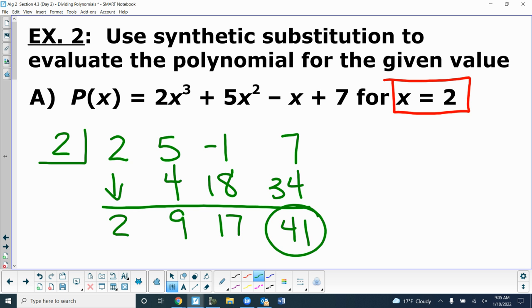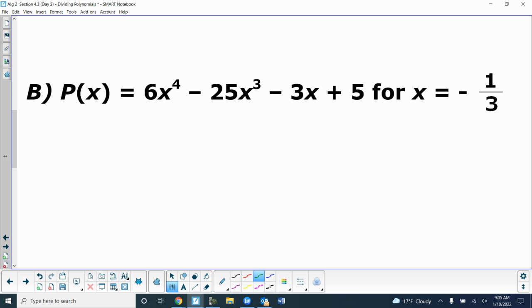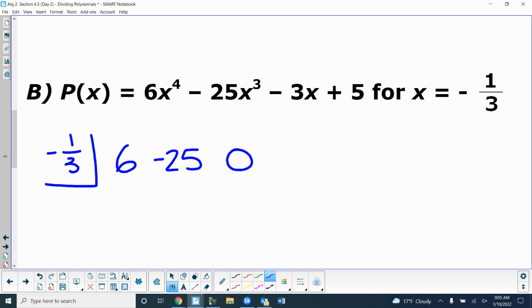Okay? Simple, right? We need to do another one? No. Even if it's a fraction, can you handle it? No. You can do it. You got it. All right. Let's go ahead and do it. So I got a 6 for the x to the 4th, -25 for the x cubed. Is there an x squared? No. So you got to put a 0 in this one, then the -3, and then the 5.